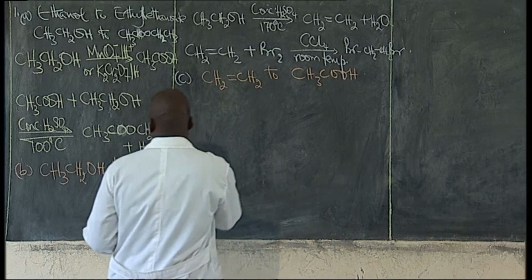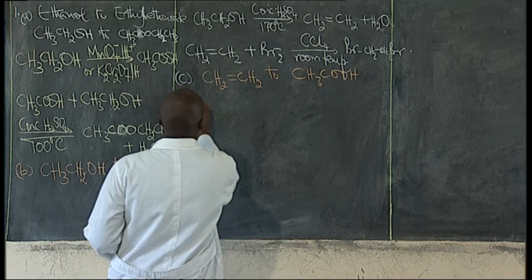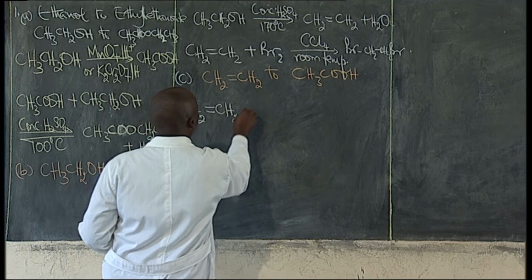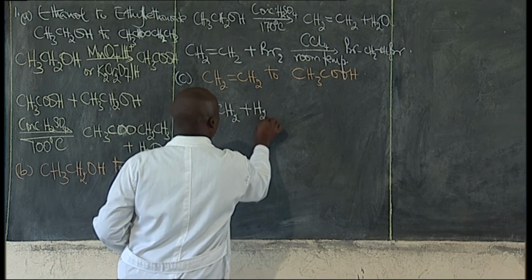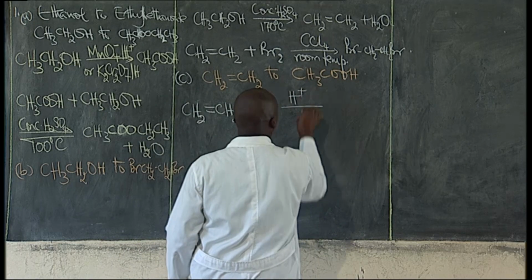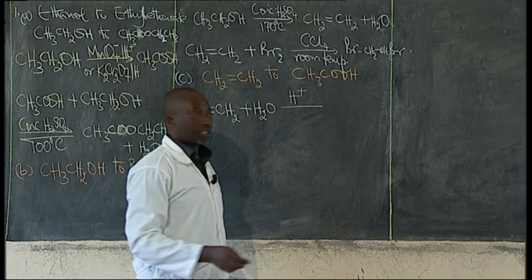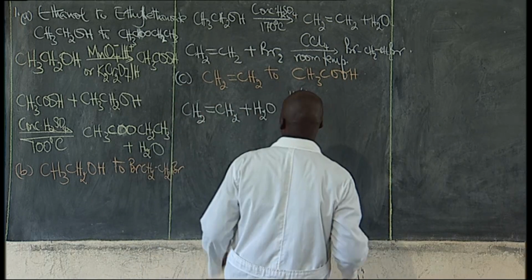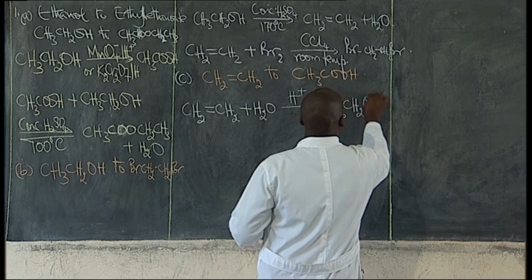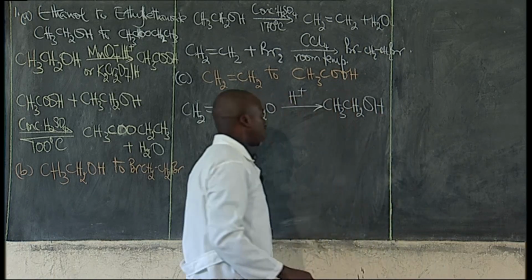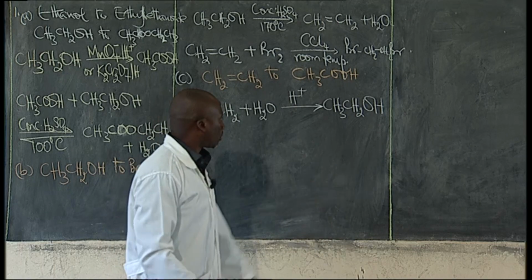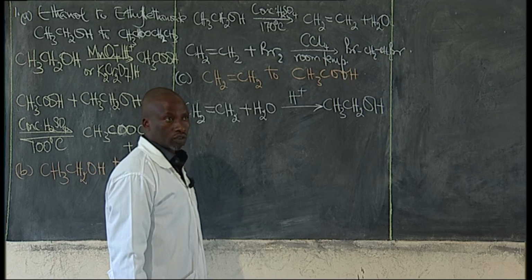So this is what we're supposed to do. You have ethene, an alkene, you add water in presence of an acid, can be concentrated sulfuric acid. In presence of an acid, you are going to get an alcohol. This is one of the preparation methods on large scale. Hydration of alkenes, you will produce an alcohol.